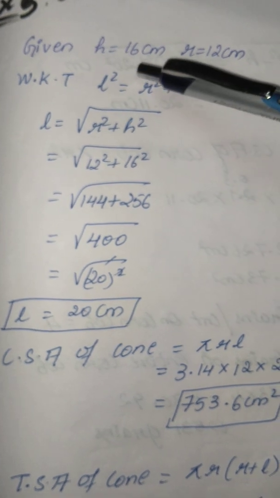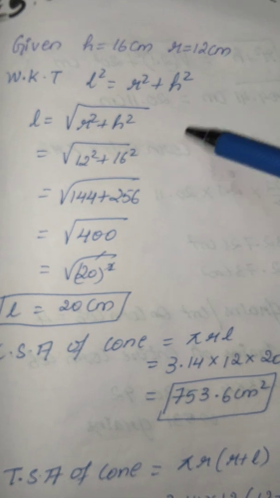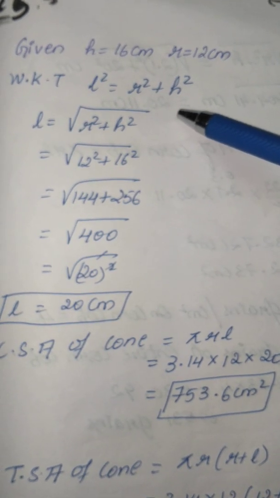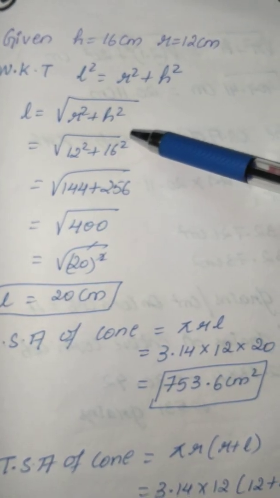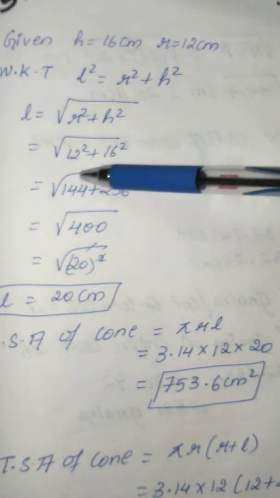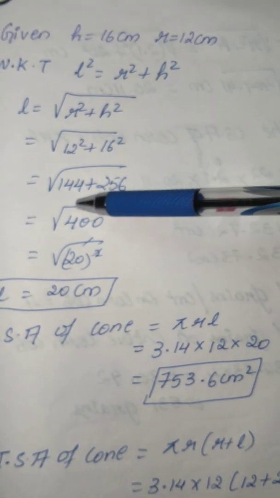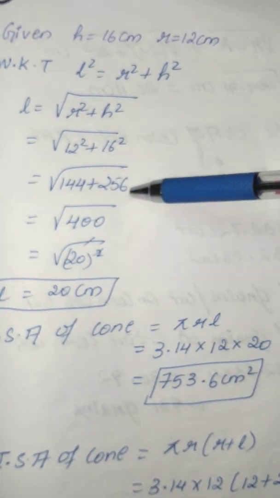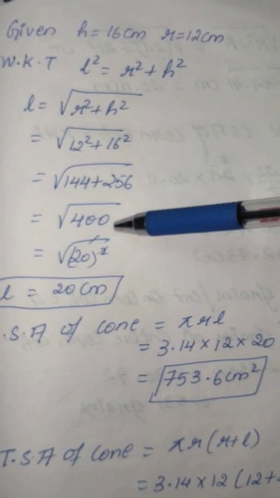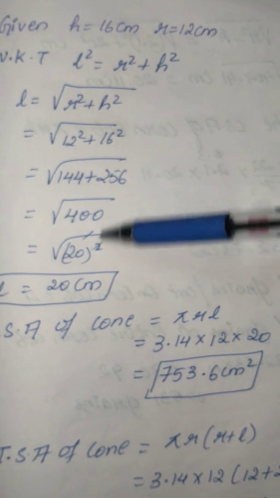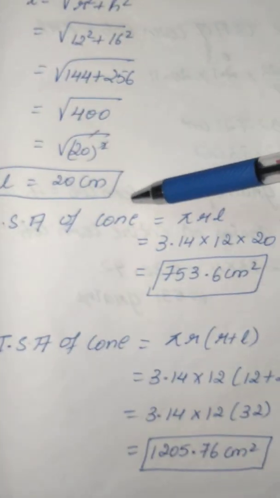First they have given h equal to 16 centimeters, r equal to 12 centimeters. l square is equal to r square plus h square, l is equal to square root of r square plus h square, r is 12 square and h is 16 square. On squaring I will get 144 plus 256. On adding I will get 400. Whose square root is 400 means 20 square. Square and square root get cancelled. Hence l is equal to 20 centimeters, children.